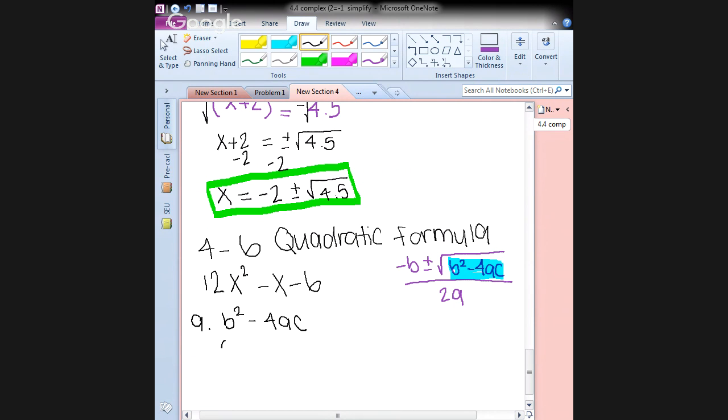So my b is -1, and actually let me define these variables as well. So I will say that a is equal to 12. That's the number in front of x squared. b is equal to -1, and then my c is equal to -6. And those all came straight from these numbers here. Okay, so now let me continue. It's b squared, minus 4 times a, which is 12, times c, which is -6. I'm going to find that.